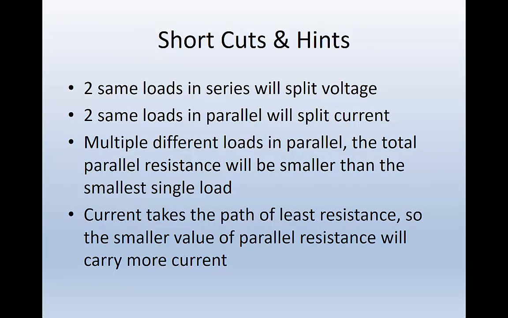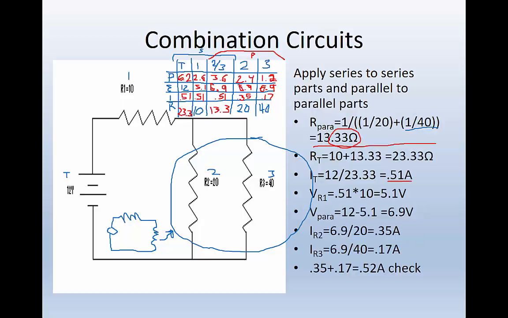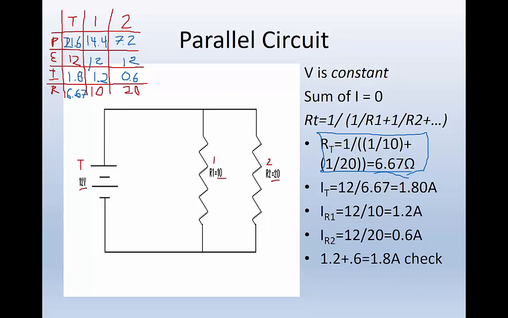We also see that current takes the path of least resistance, so the smaller value of parallel resistance will always carry more current. Let's go back again. So if we look here, here's 10 ohms of resistance and 20 ohms of resistance. This is the smaller resistance, therefore you can see it's carrying more current than the other one. Okay?